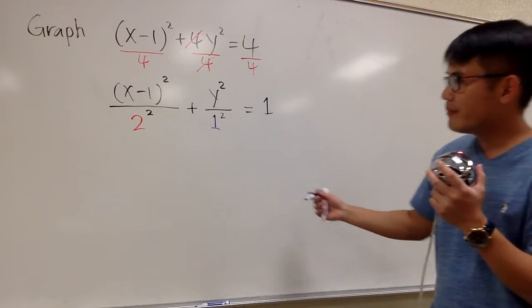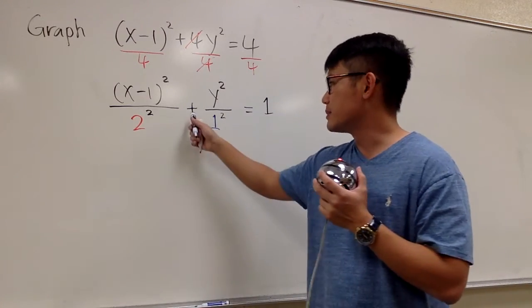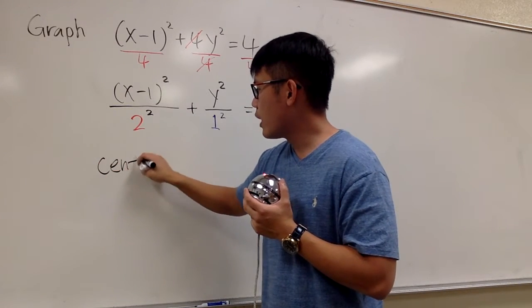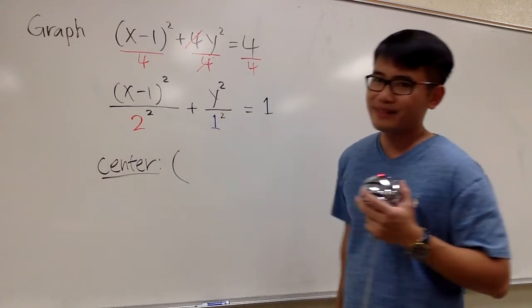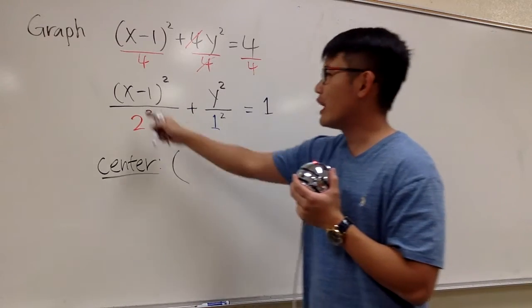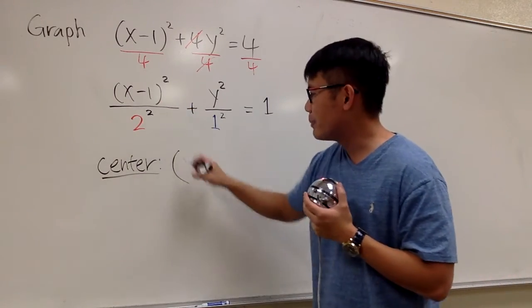And now, you see, this number and that number are different, so we have an ellipse. And it's an ellipse because we're adding. And we are going to find out what the center is first. So look at this, look at that. The h is 1. Even though you have x minus 1, the h value is 1. It's the opposite, right? It's the opposite of what you see.